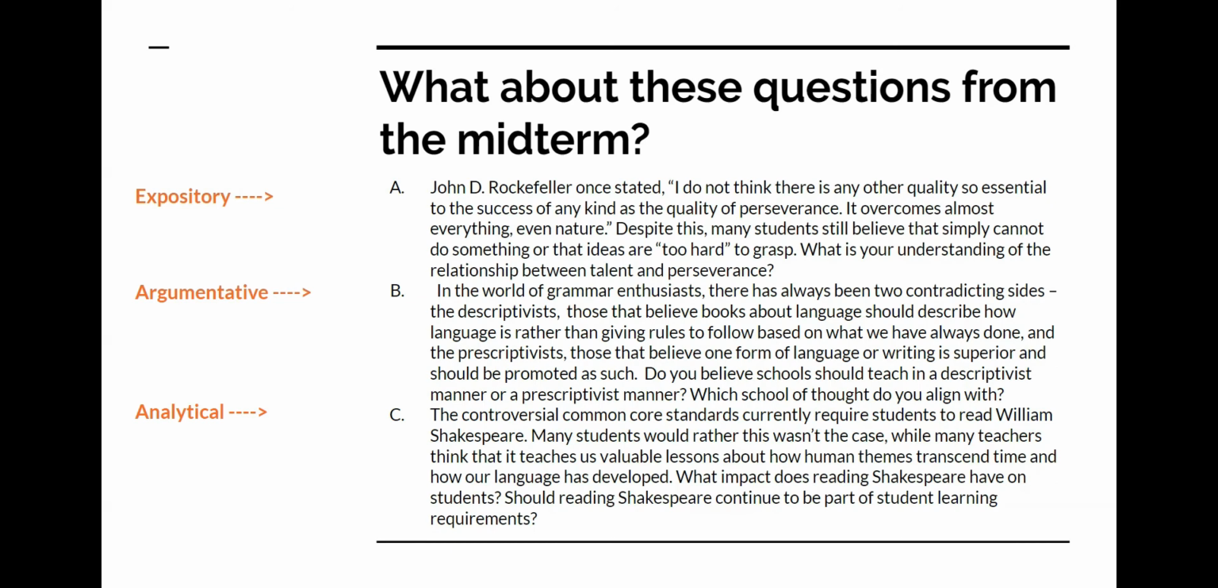Here are the answers. The first question is expository. It's asking you for some information. It's saying, what is your understanding of the relationship between talent and perseverance? You're just informing the reader about how you understand these concepts.